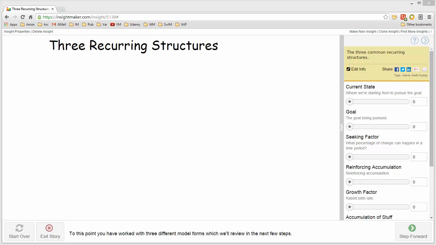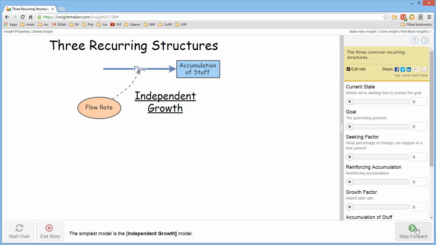I'll spend a couple minutes and review the three structures that I talked about in the last three sessions. Hopefully you spent some time and actually worked with them after the individual sessions.